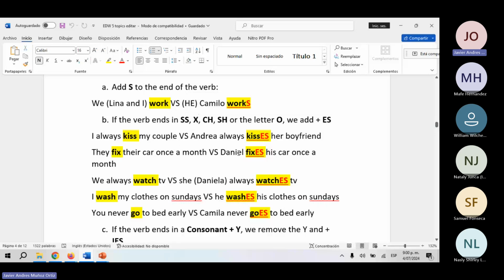They fix their car, Daniel fixes his car. CH: we watch TV, Daniela watches TV. SH: I wash my clothes, Marcos washes his clothes. And O: you go to bed early, Camila goes to bed early.